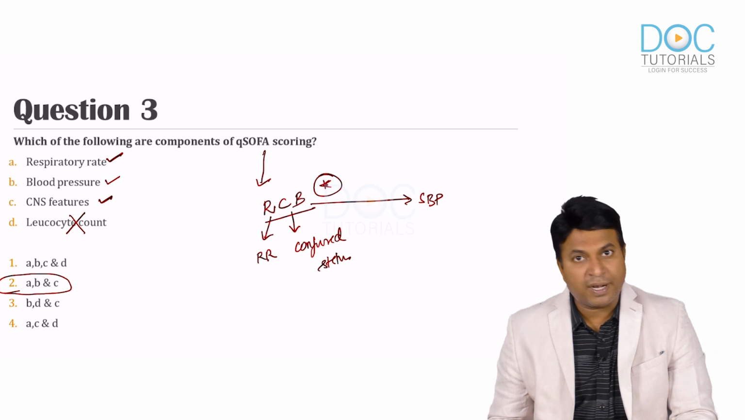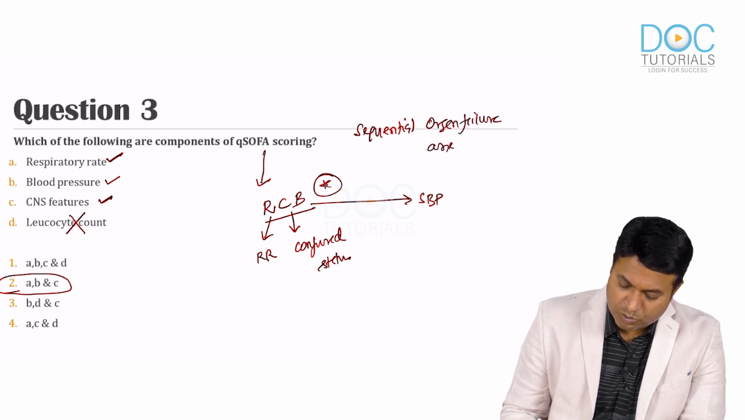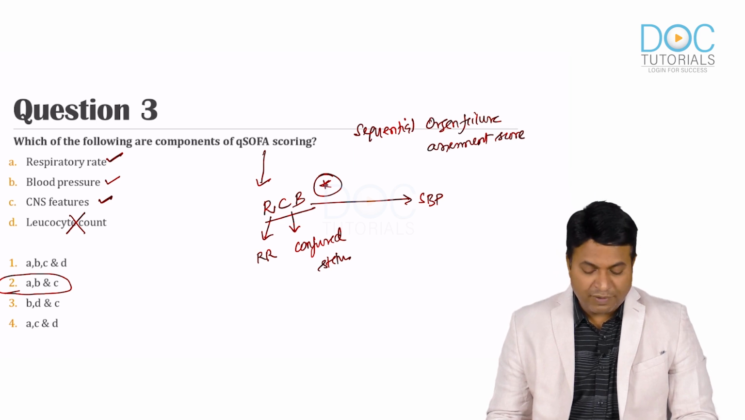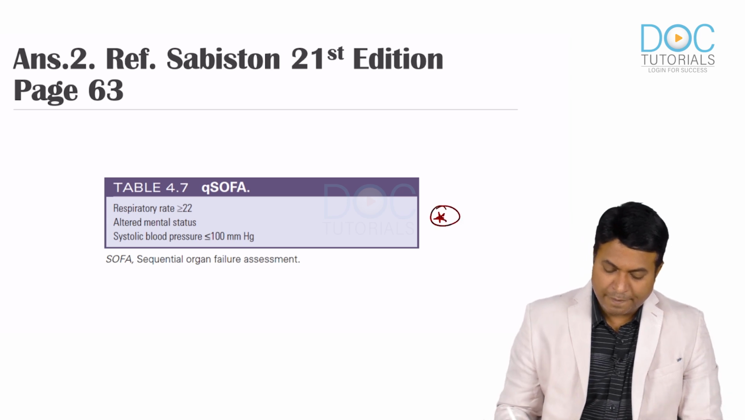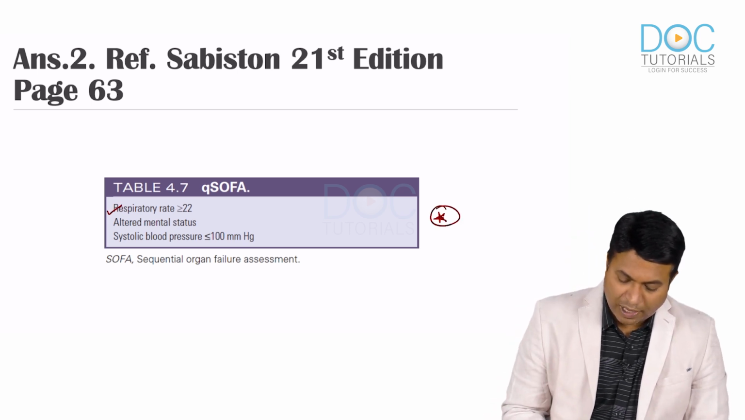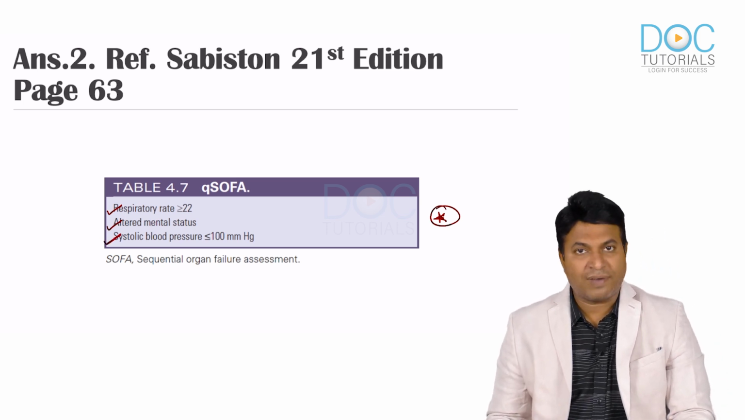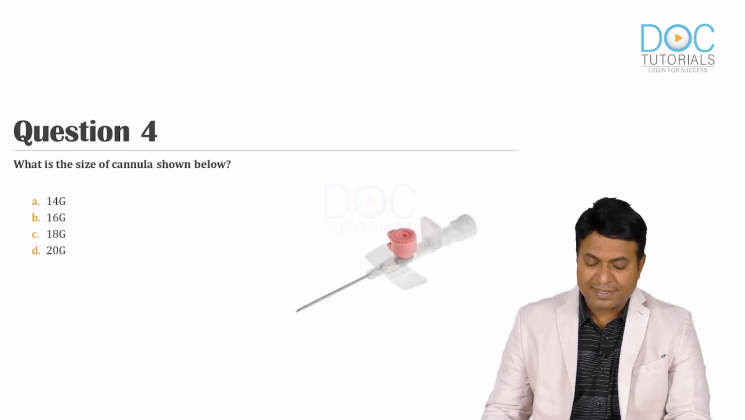WBC count is not a component in the quick sequential organ failure assessment score. SOFA is the sequential organ failure assessment score. Please don't forget, this is a repeat MCQ for your exams. qSOFA has been asked more than 2 times in various exams, so please be thorough with it. This is also taken from Sabiston. Respiratory rate more than 22, altered mental status and systolic BP less than 100 millimeters mercury is the value for qSOFA score. So these are all very basic questions being asked in INI Common Entrance Test.